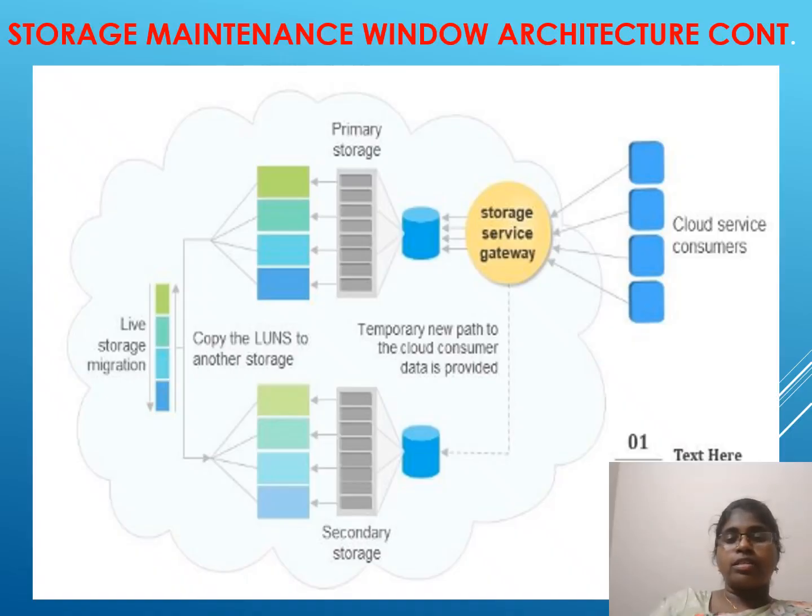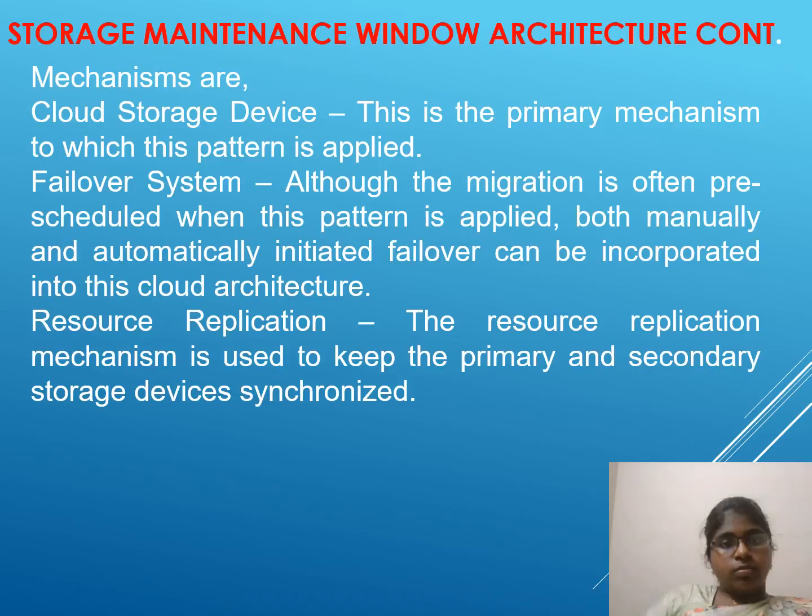Another one is the secondary storage. The secondary storage can also access the data temporarily through the consumer path provided by the primary storage of the provider. Both the primary and secondary storage can access the duplicate data in the storage during the maintenance window, giving a separate window to temporarily access the cloud in the process. These are the storage maintenance mechanisms of the cloud storage device. This is the primary mechanism to which the pattern is applied.